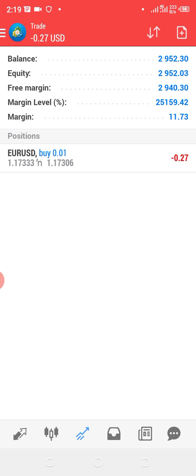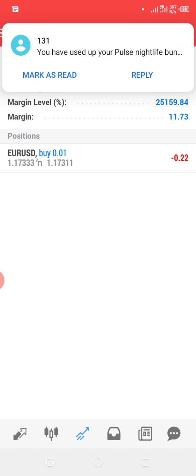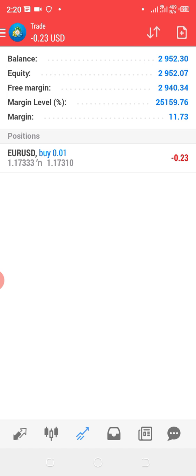So if I want to calculate my required margin now, it's going to be 1000 over 100, which should be $10. Is it $10? Yes, it should be $10. But you can see the required margin, the rate here, is 11.73.